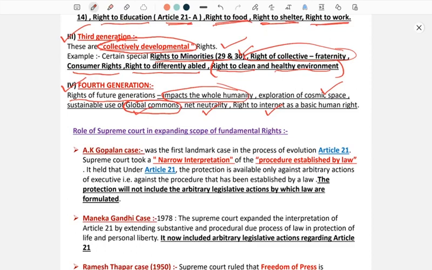For example, high seas, outer space, even Antarctica. These are not coming under a particular country. These are global commons. Now coming to the second question.